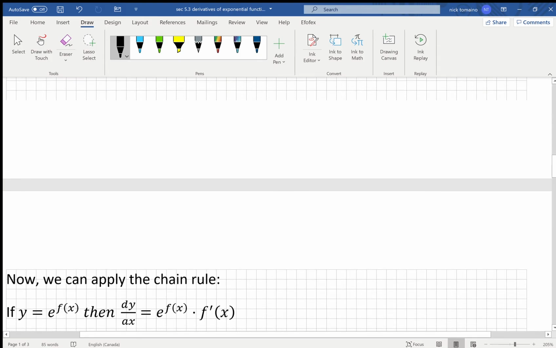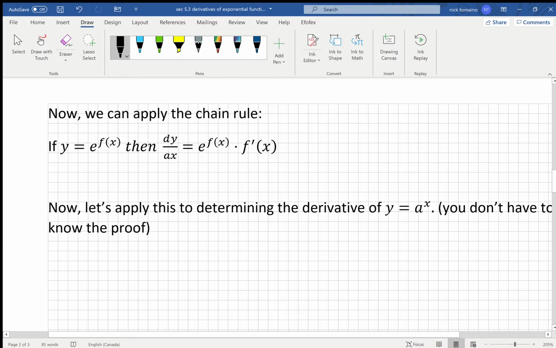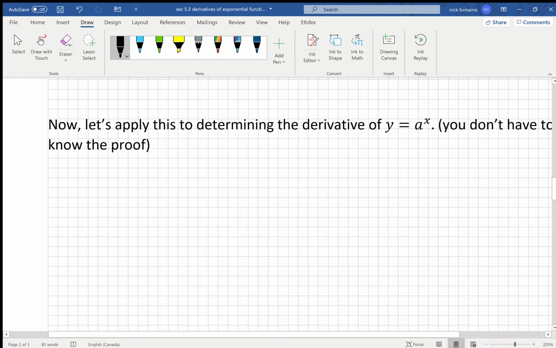All right, so now we're going to apply the chain rule. If y equals e to some function of x, then the derivative is the original function times f prime of x. That's just the chain rule. Now we're going to apply the chain rule to determine the derivative of any exponential function, of any base. So we're going to start off with y equals a to the x.